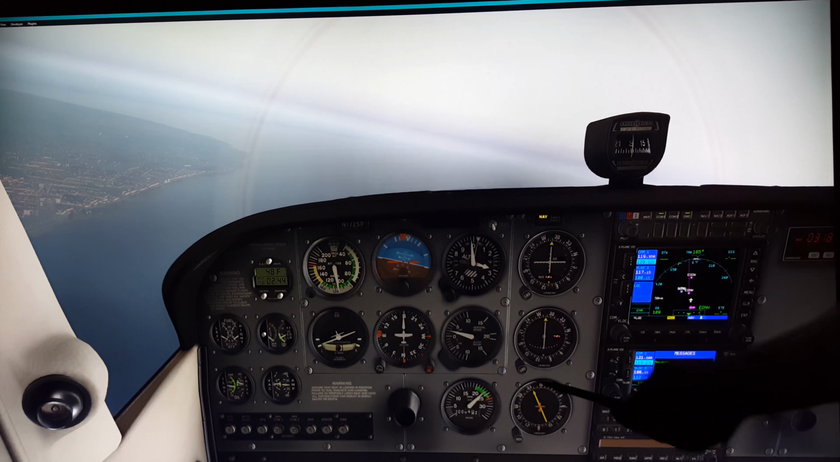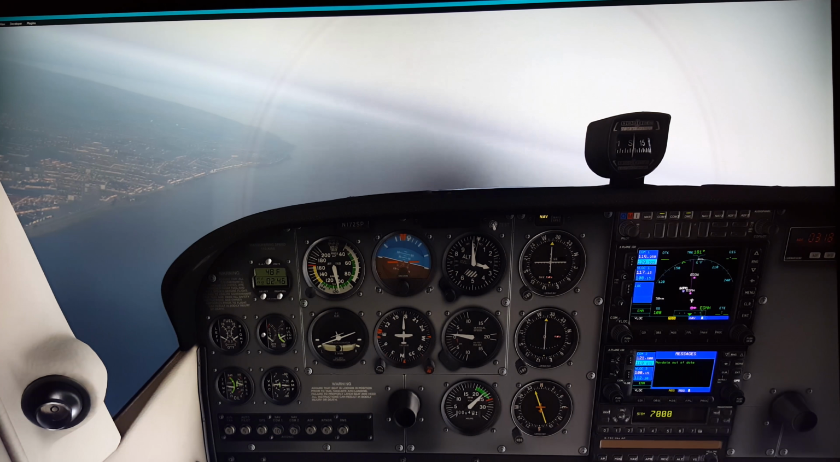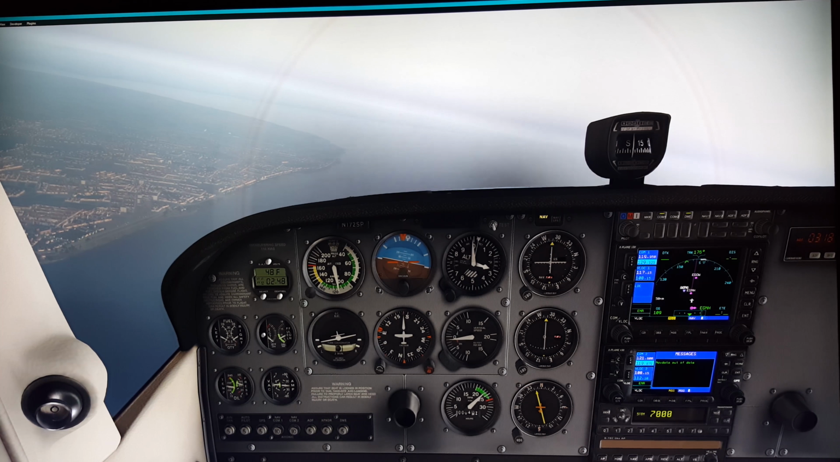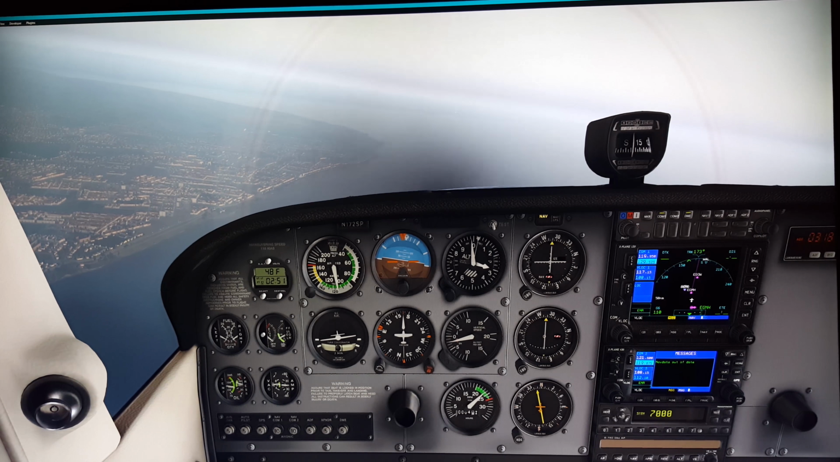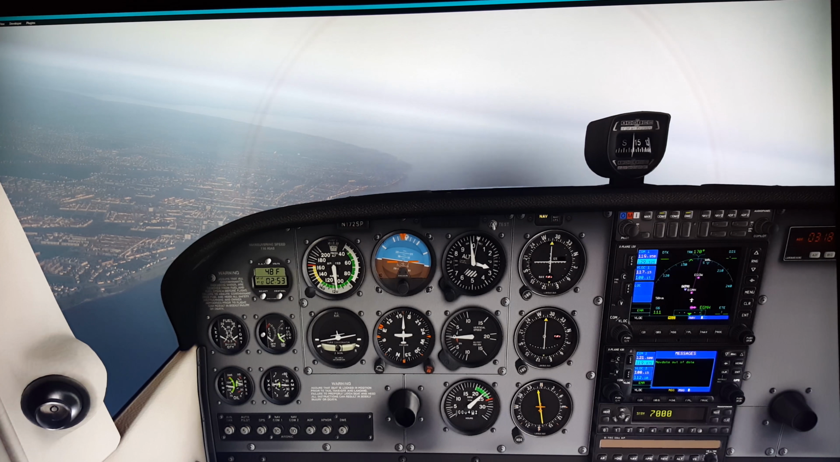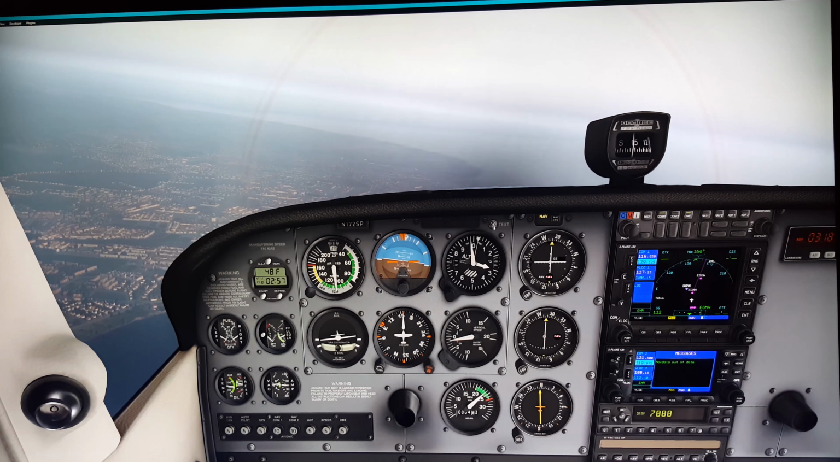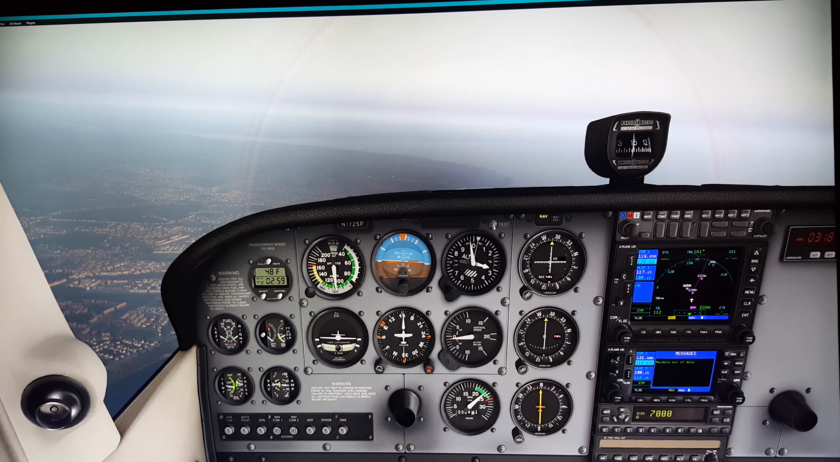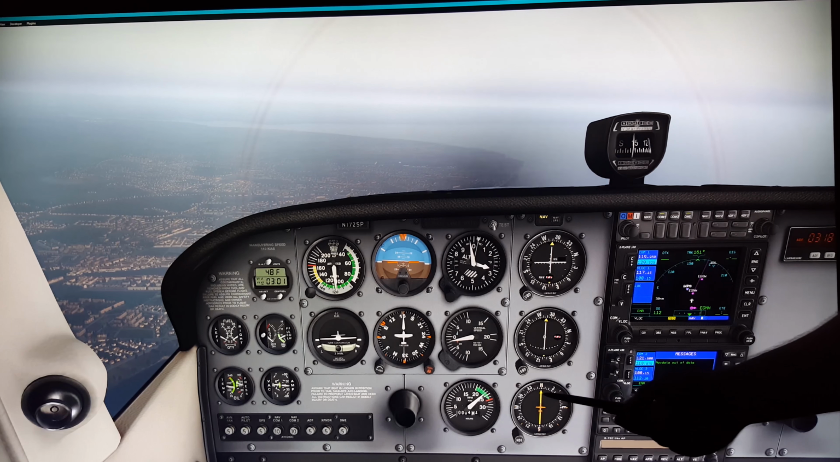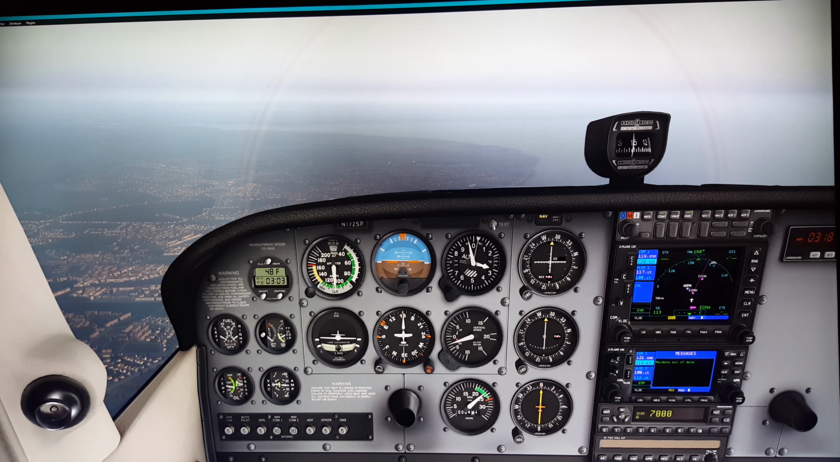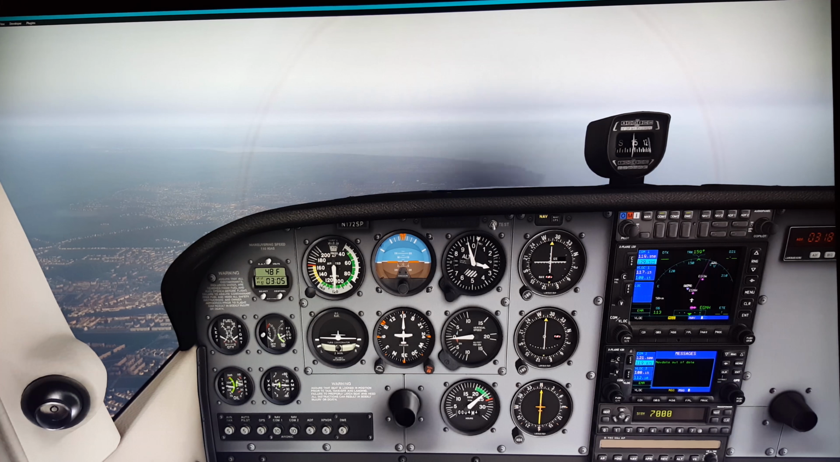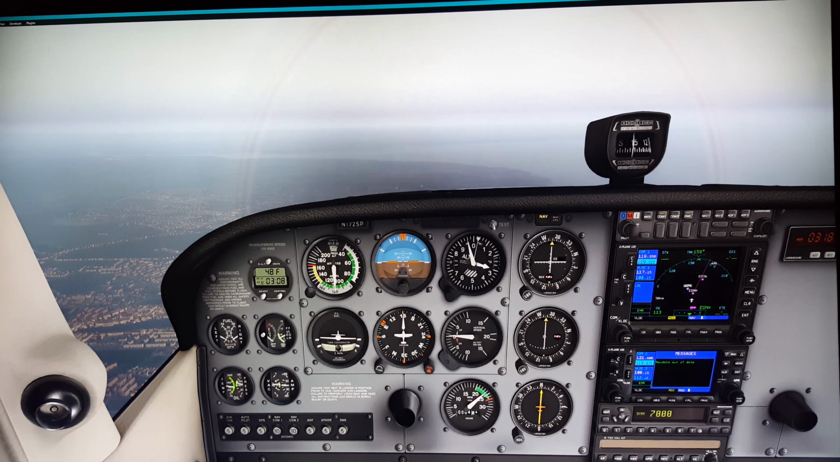So as you see, 30 degrees right, 30 degrees left, we're basically bisecting the angle. As we bring it back now, 1.5, and right on the nose. So we're now on the track.